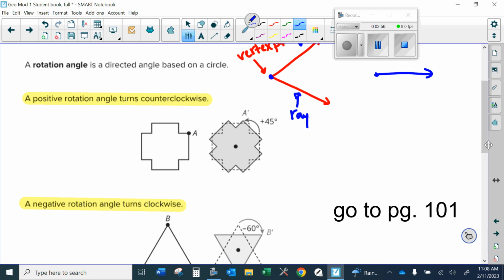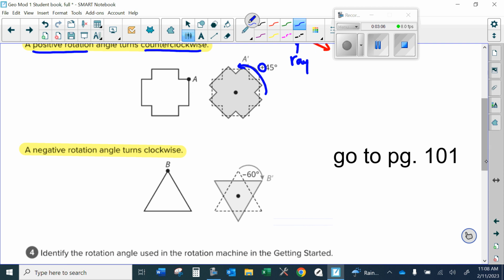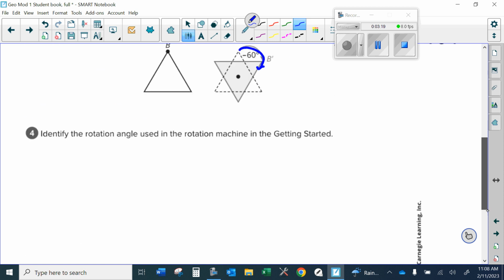Positive rotation. What I want you to get out of this, positive rotation is counterclockwise, as you see right there. That's positive versus if you want a negative rotation, you're going clockwise. Counterclockwise, positive, clockwise, negative. Okay, that's what you want to remember. Now go to page 101.